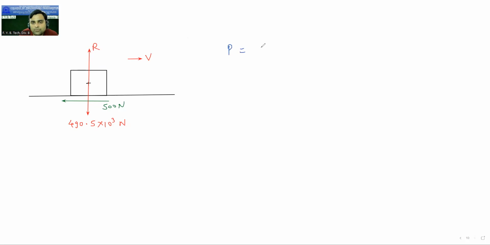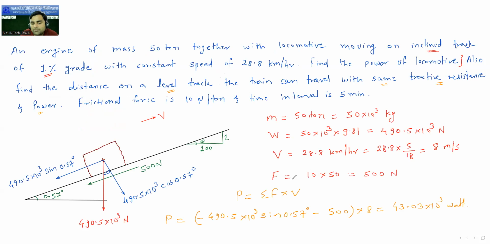So P is equal to power is equal to summation F into V. Now the velocity is in this direction, so this is the direction where you should consider the forces. Parallel to this direction, 500 is there. But they have told us the power will be the same. So what is the value of power?